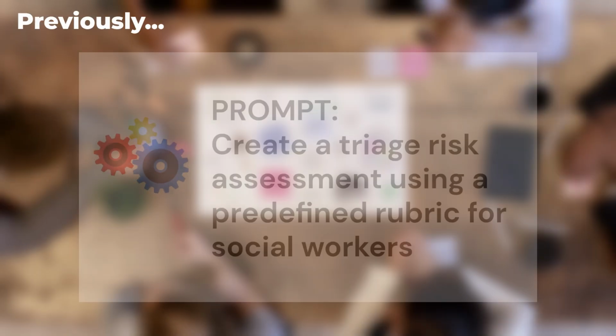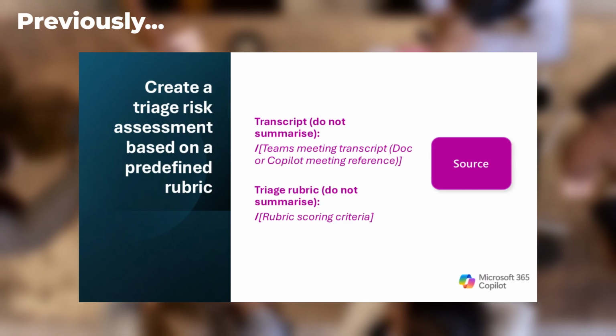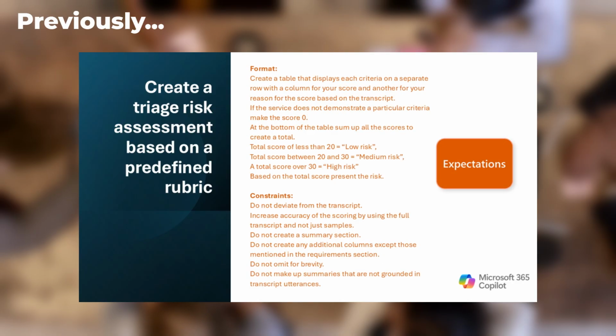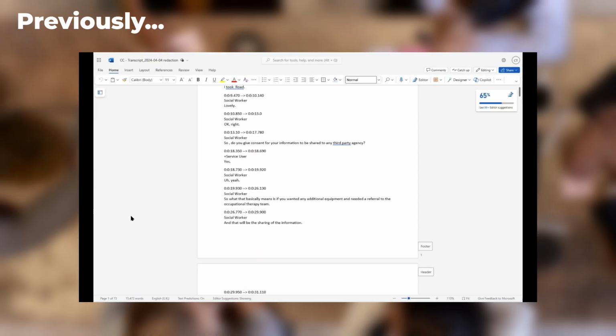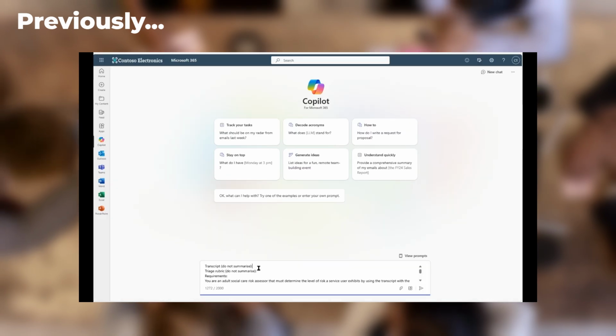In one of my previous demos, I took you through the creation of a triage risk assessment using the Microsoft 365 Copilot app. I showed how I structured the prompt and used Copilot to assess a team's meeting transcript by using a rubric of scoring criteria and output the results. Early on, I received feedback that getting people to paste in the prompt into the small prompt box and add document references and run it was complicated.